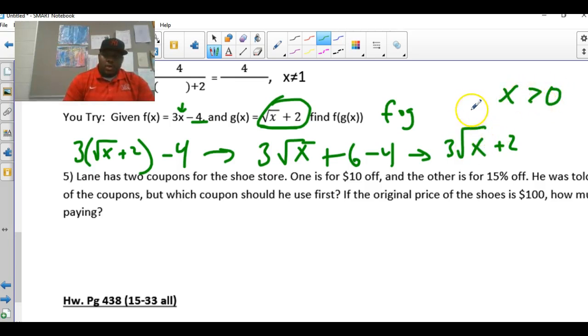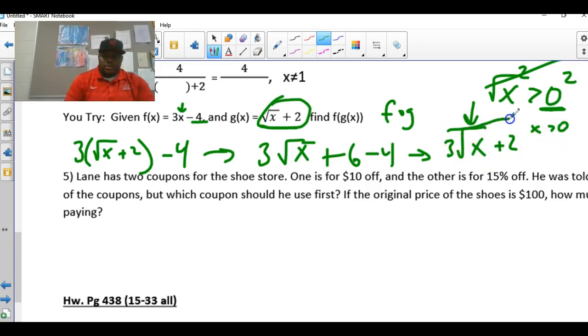When you have a radical, x has to be greater than or equal to 0, period. Because this is the smallest square root. If you were to solve it, square root of x is greater than or equal to 0, and then square this side to get rid of the radical, you'd have x is greater than or equal to 0, because 0 squared is 0. There's your restriction right there.